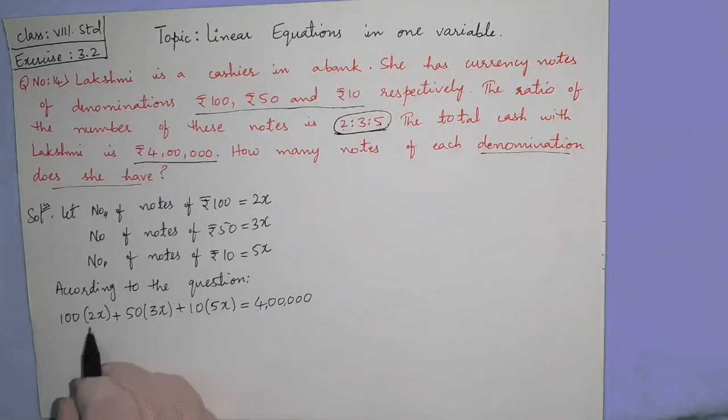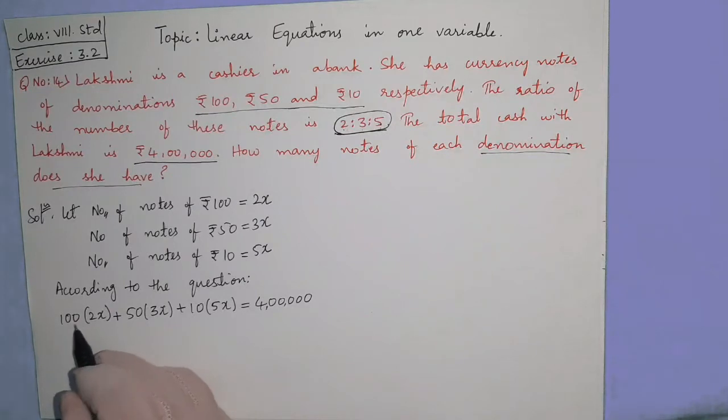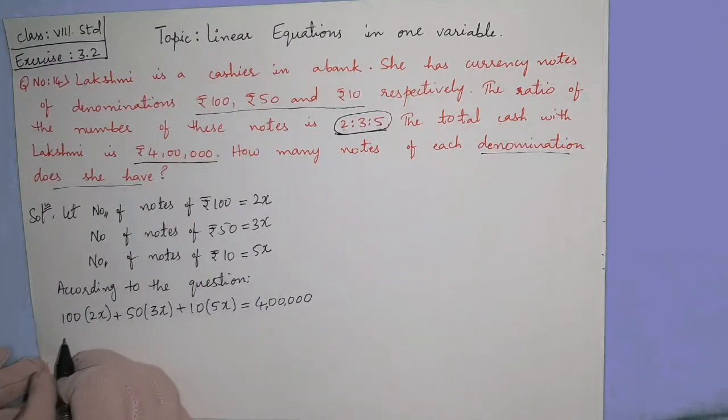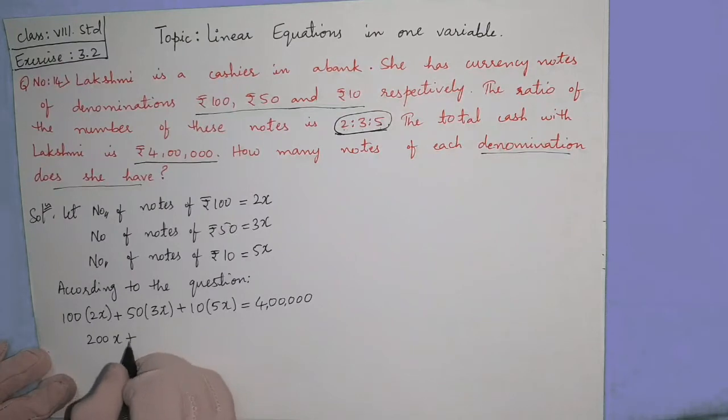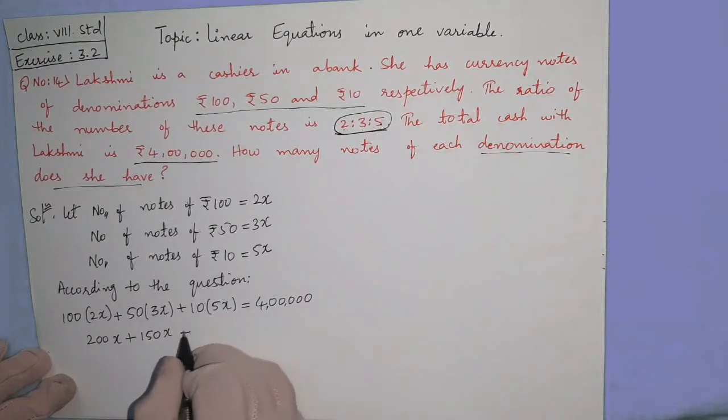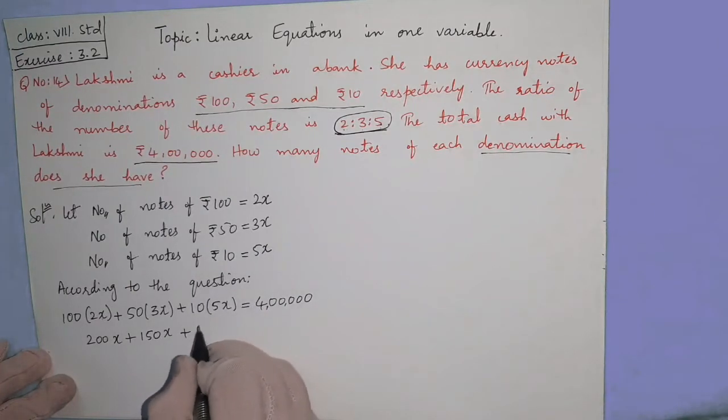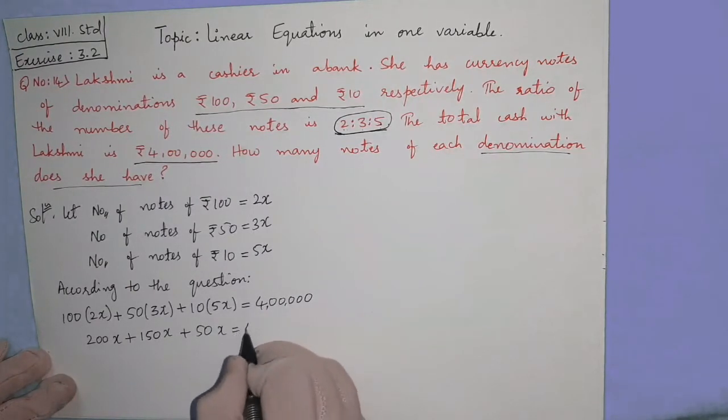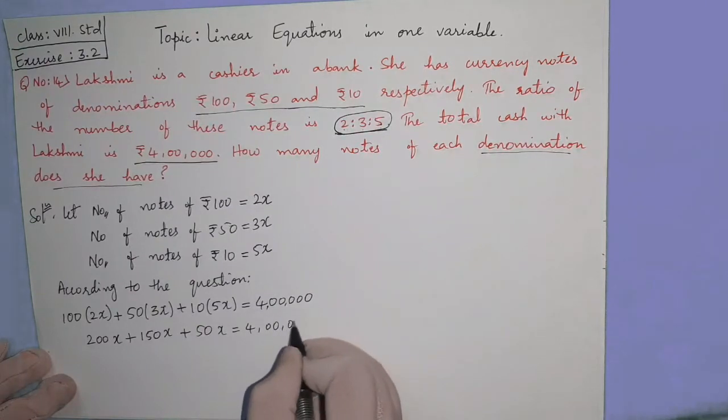100 into 2x, मतलब 2x notes हैं तो 100 के, अगर आपके पास 100 के 2 notes हैं तो 100 to it will be 200. The same way we are taking with the variable x here. 100 into 2 is 200x, 50 into 3 is 150x and 10 into 5 will be 50x is equals to 4 lakhs.